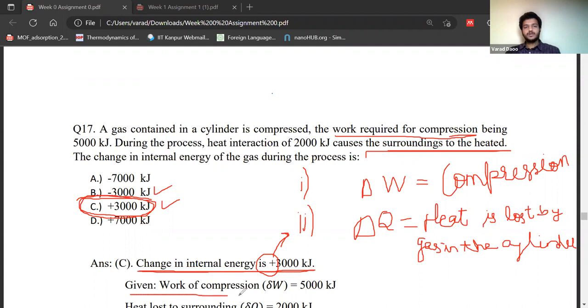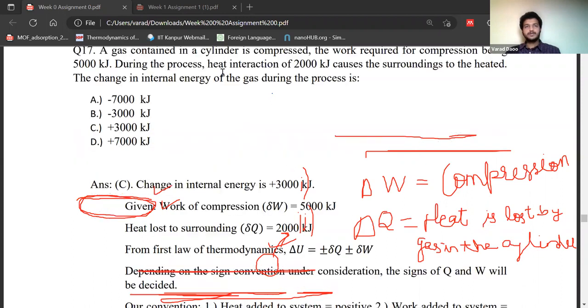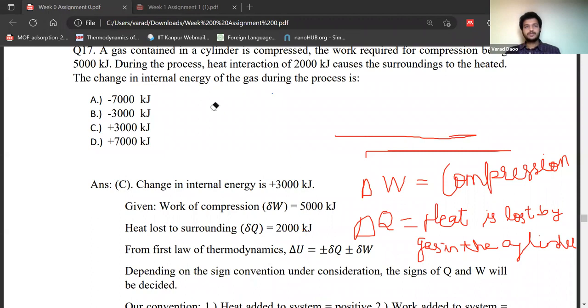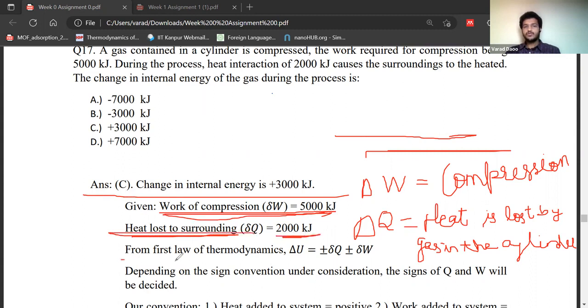So given is what? Work of compression, change in internal energy is plus 300, and work of compression, that is delta W, has been given to us as 5000 kilojoule, and heat lost to the surrounding, very important, delta Q. So from first law, you can use either delta U or delta E, anything is fine, is equal to plus minus delta Q plus minus delta W. Depending on the sign convention under consideration, the signs of Q and W will be decided.